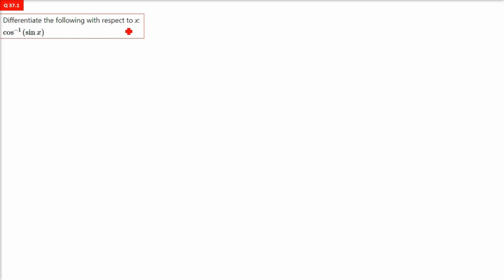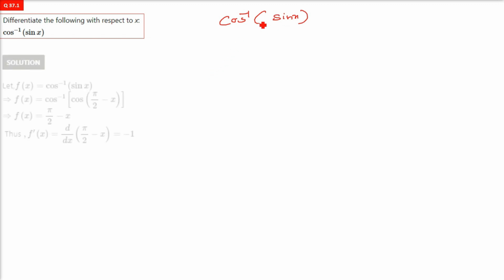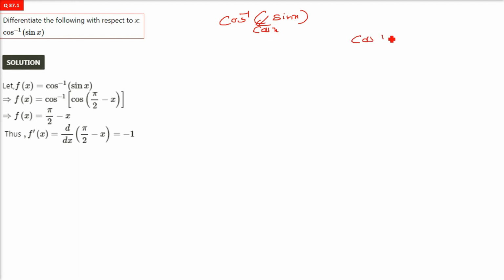Differentiate the following with respect to x. So you have a cos inverse sin x. The whole idea is to convert this sin into cos so that this cos and cos inverse can be cancelled. The whole idea is that. Okay. So how to do this? Cos pi by 2 minus x is sin x. And sin pi by 2 minus x is cos x. And there are the relationships between tan and all these cot, sec, cosec like that.